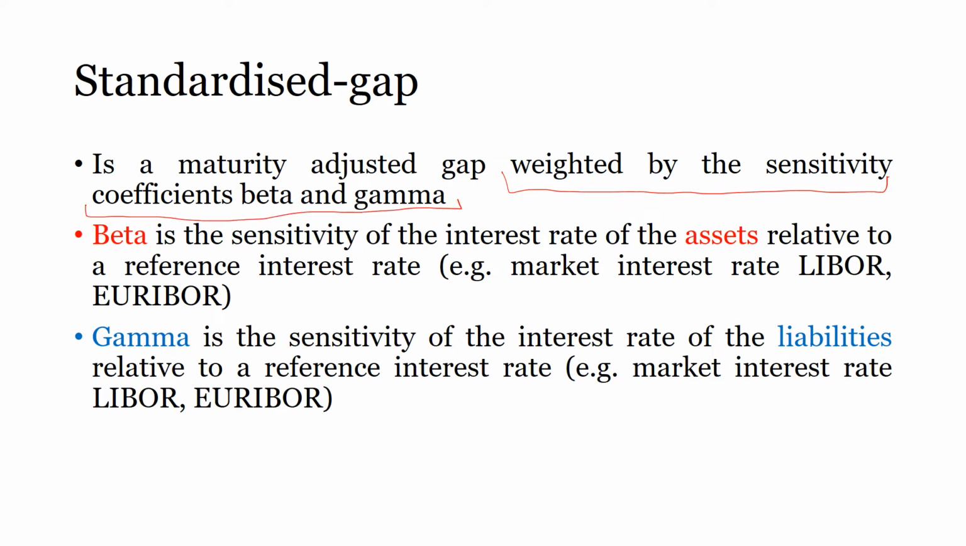Beta is the sensitivity of the interest rate of the assets relative to a market interest rate, and gamma is the same for the liabilities. So what is a market interest rate? Well, you have here LIBOR, the London Interbank Offered Rate, and Euribor, the Euro Interbank Offered Rate. LIBOR is the market interest rate that banks charge each other globally, on any asset in any major currency. Euribor is more or less the same, but only for the euro.